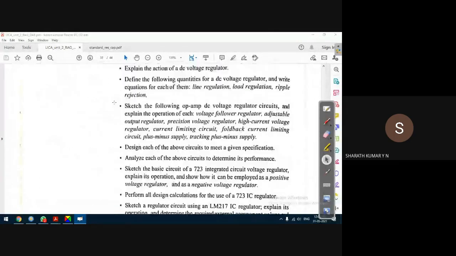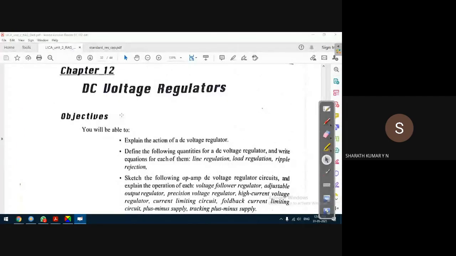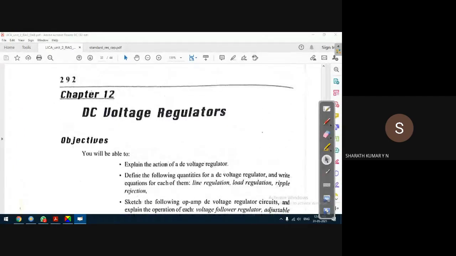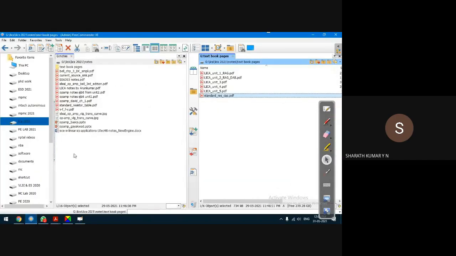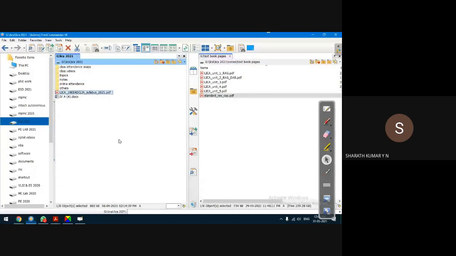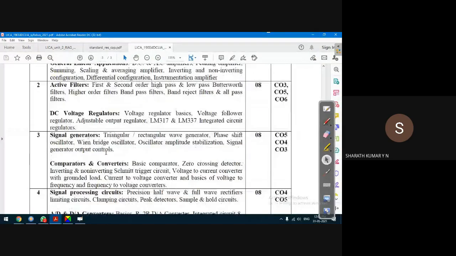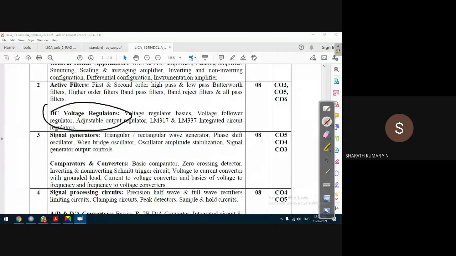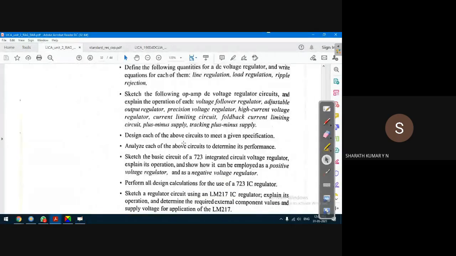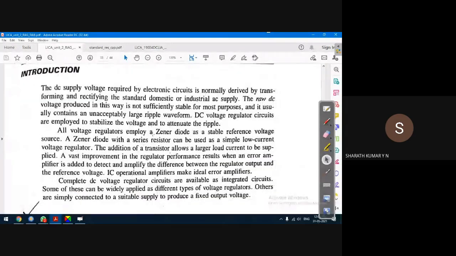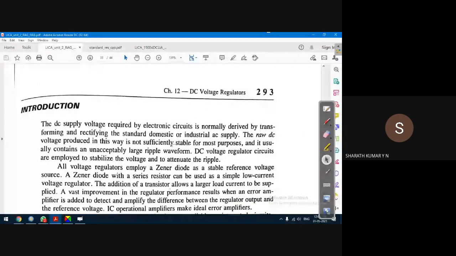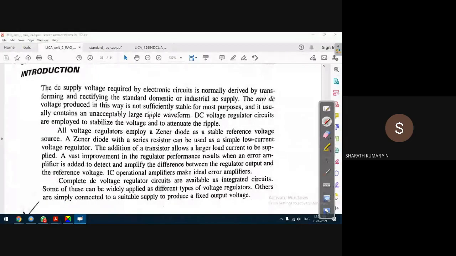Done. The next, for 2 minutes, we'll discuss the introduction to the second part of the unit, which is voltage regulators. The second part of this unit is DC voltage regulators. Let us look into this. So what is a DC voltage regulator?